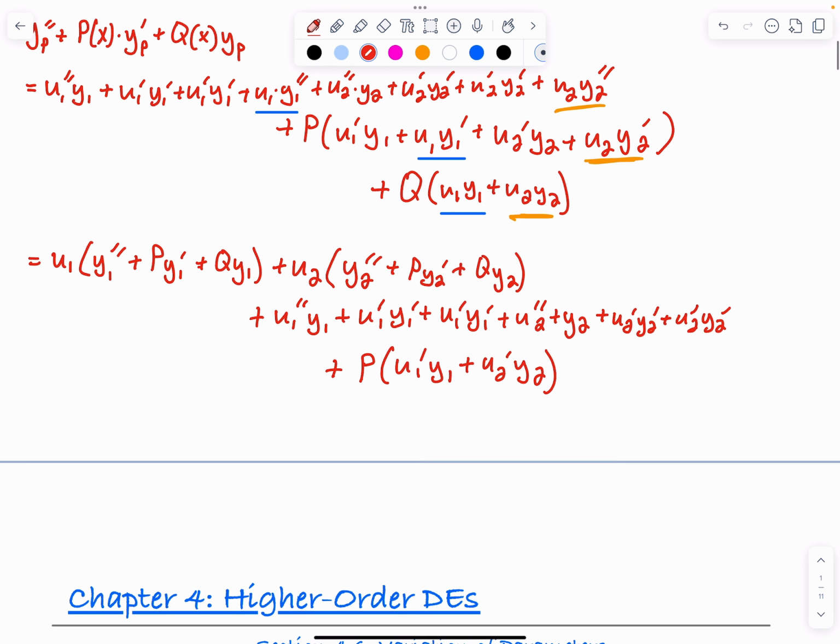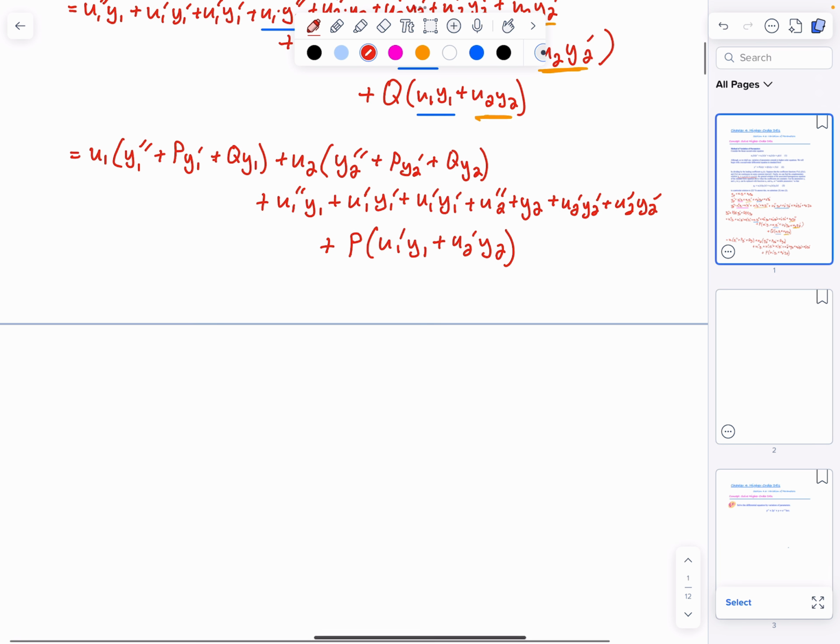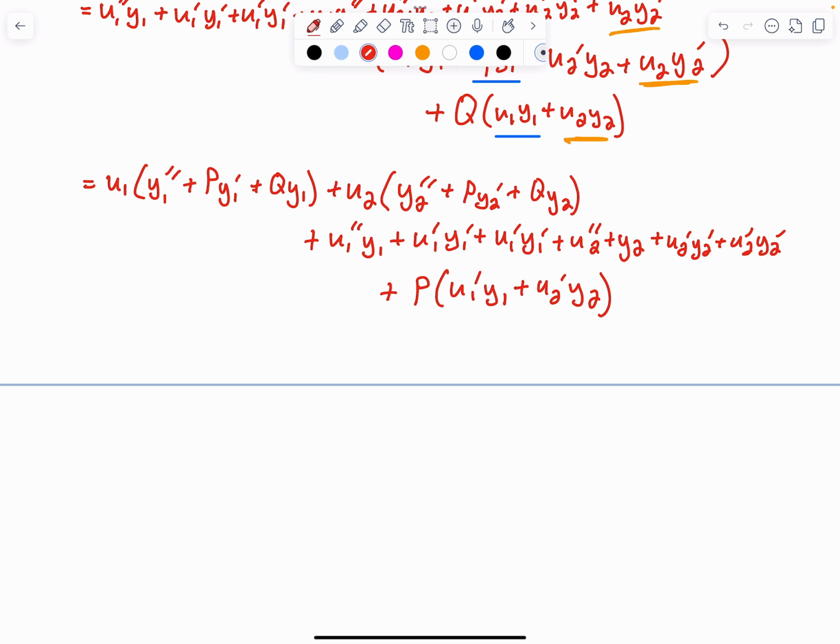Okay, and then we're going to add a page here. Sorry, I know. Hopefully I can remember to put a spare page here in the notes. If not, I hope I gave you a fair warning.